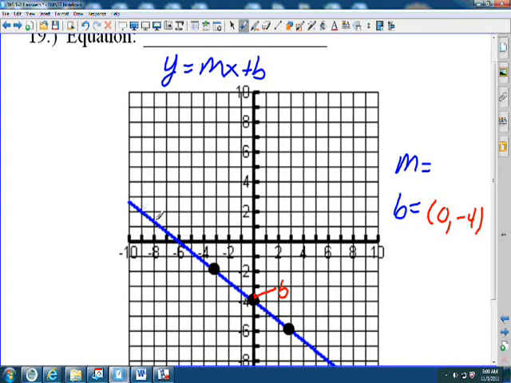Now my slope. My line is decreasing. It's going down. That means my slope is going to be negative. I'm going to start at my y-intercept. I need to go down 2 and to the right 3. So I have negative 2 over 3. Now that I have these two pieces of information, I can write my equation. y equals negative 2/3 x minus 4. I would again go in my calculator, press y equals, go to y1, put this in there, press graph, and make sure I did it correctly.